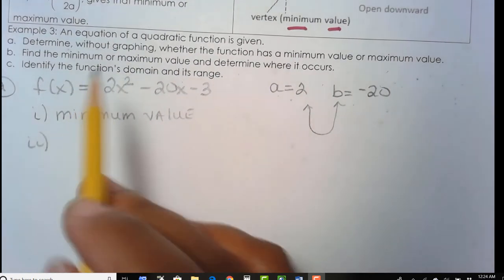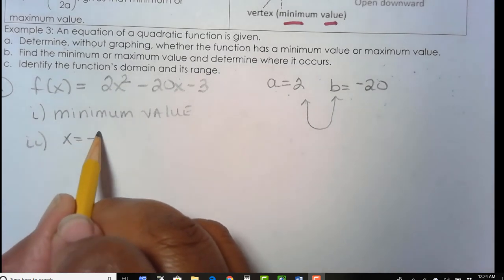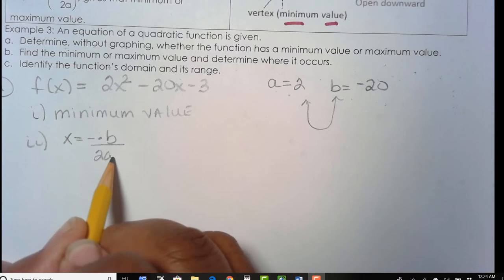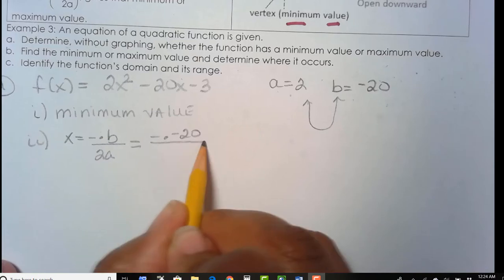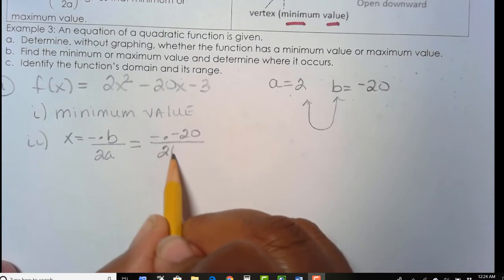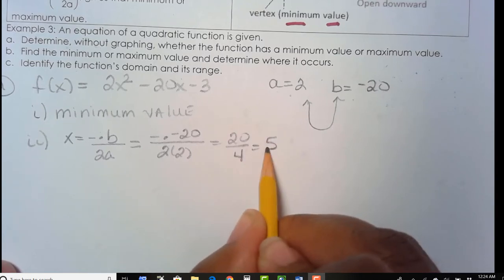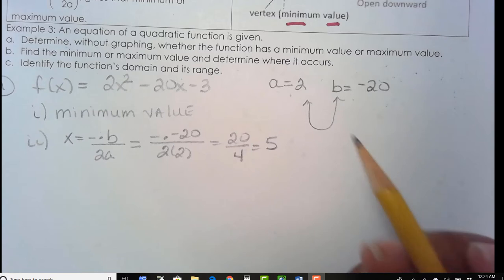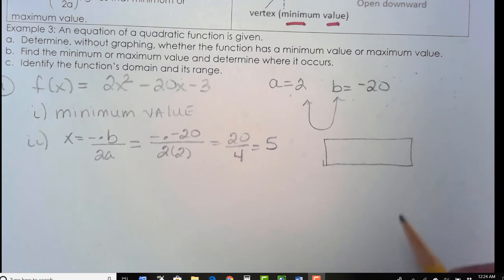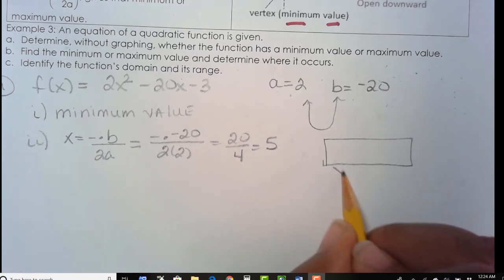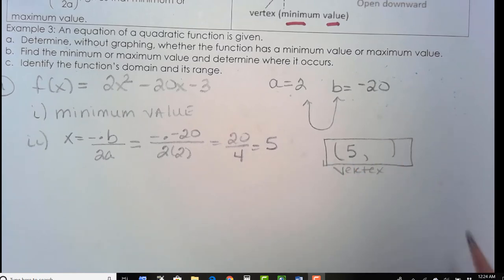Part 2 says find the minimum value. How are we going to do that? We're going to use x is equal to negative b over 2a. So that would give us negative times negative 20 over 2 times 2. We have 20 over 4. That gives us 5. But remember, when it's asking us to find where the value occurs, I want the ordered pair. So this is still going to be the vertex. We have the x coordinate, that is 5.